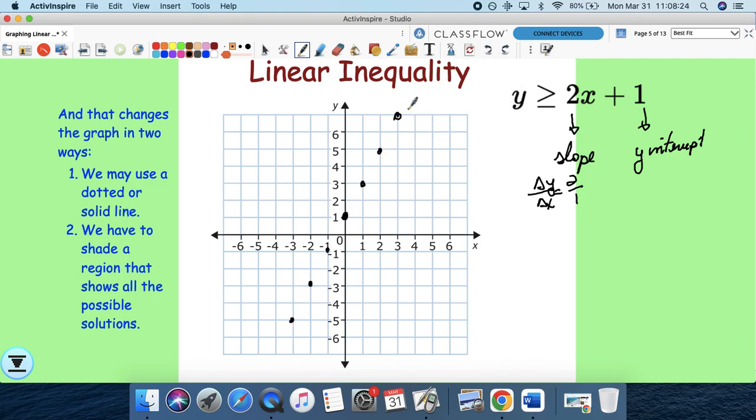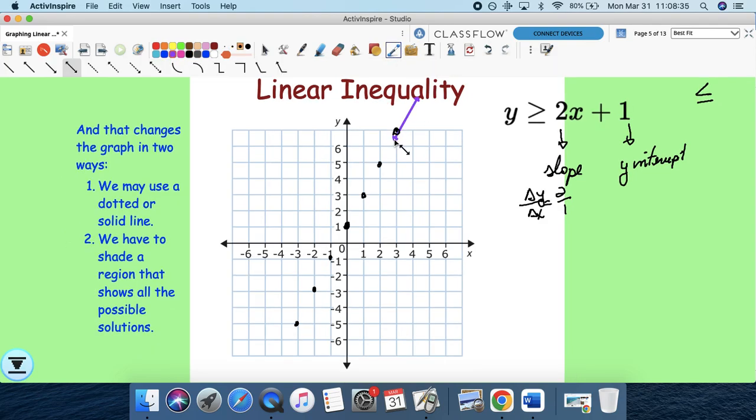Before I even drew that line, it's a greater or equal to sign. So when you see a greater or equal to sign, or even a less than or equal to sign, you're going to use a solid line. A dashed line would be something like this, right? And it's solid because it has the equal sign, meaning the points on this line are part of the solution. Let me draw that first.